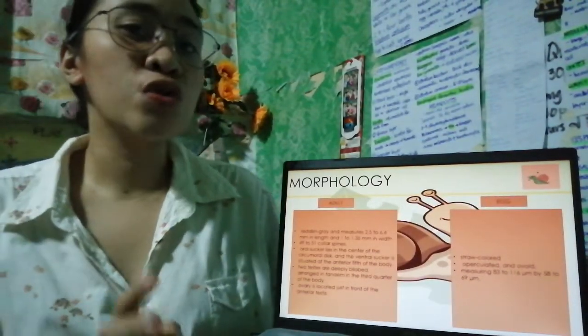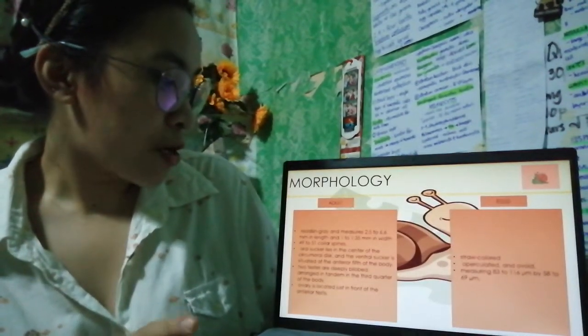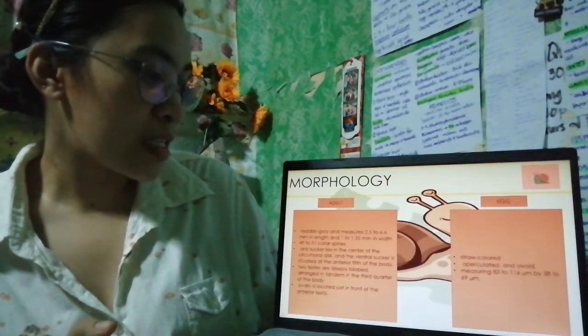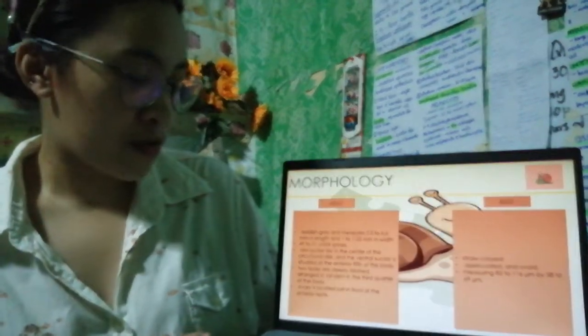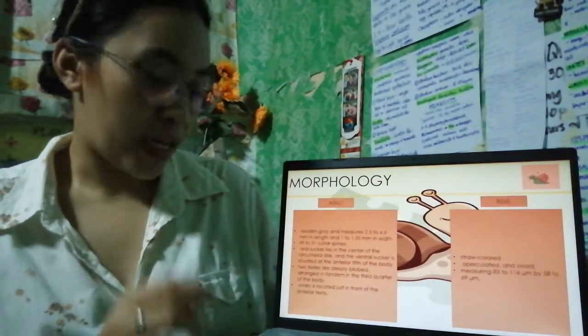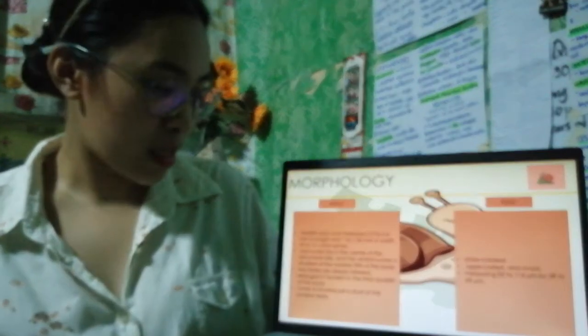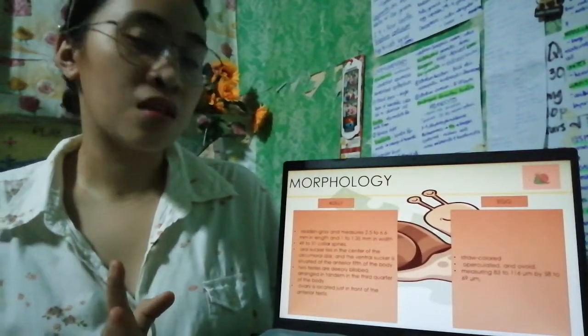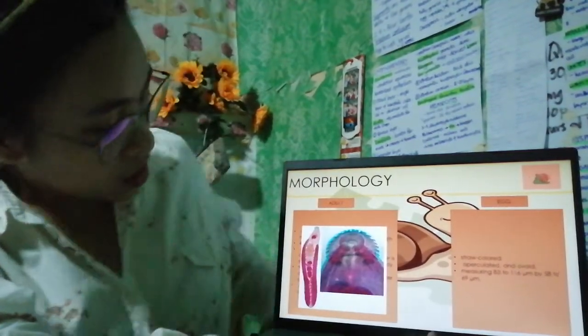And of course, there are two testes, which are deeply bilobed, arranged in tandem in the third quarter of the body of the adult Echinostoma ilocanum. And the ovary is located just in front of the anterior testis. So, first, the picture.